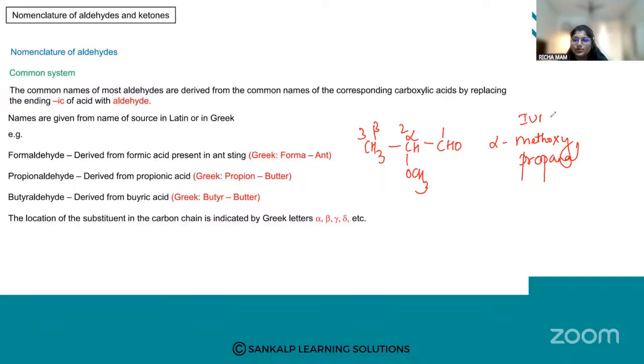So how do we write the common name? We will write the common name also, just see how to write. They will ask you for the IUPAC name, but you need to know how to write the common name also.